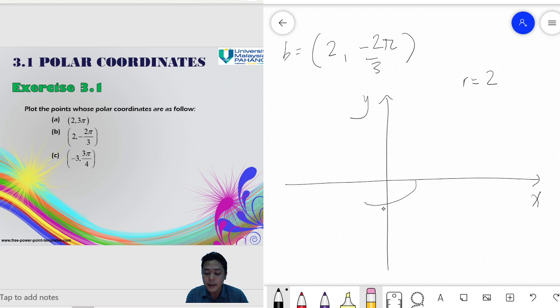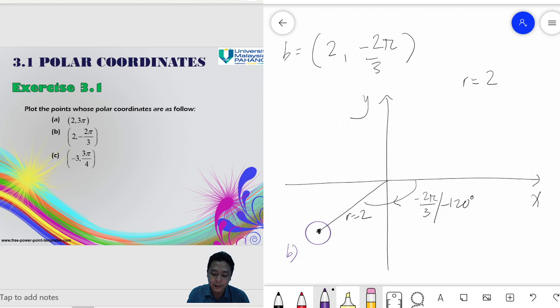So draw the angle here. This will be -2 pi over 3 or -120 degrees, because this is a negative, so it will be clockwise. So we draw a straight line here, and this will be to the plot, and the r will be 2. So this will be your point for B. Please remember to draw the straight line, the point, the distance, and also don't forget the degree. Please label the degree.